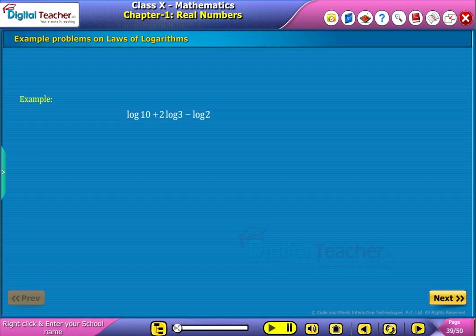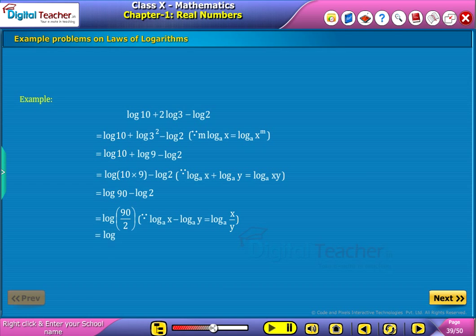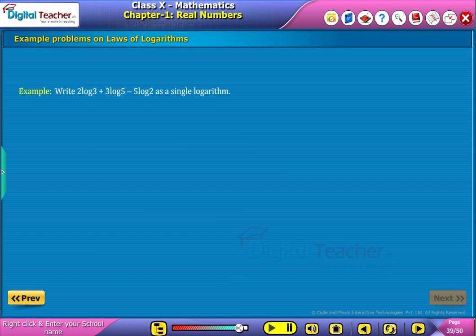Write log 10 plus 2 log 3 minus log 2 as a single logarithm. Now, finally represent the above equation in terms of the second law. Therefore, the single logarithm of the given expression is log 45. Write 2 log 3 plus 3 log 5 minus 5 log 2 as a single logarithm. The solution for the above problem is as follows.